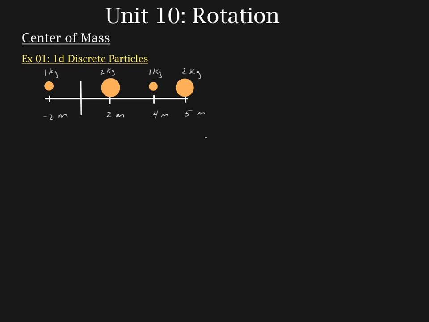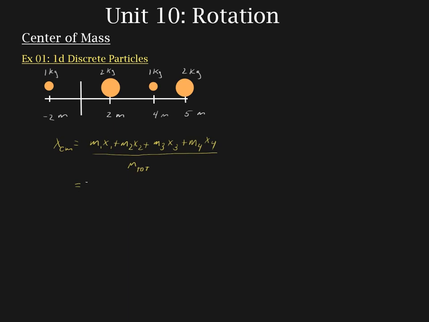Okay, so let's start by writing our equation for center of mass. We have xcm is equal to m1x1 plus m2x2 plus m3x3 plus m4x4 all over m total. And yeah, this is a longer problem than you're used to because we have 4 objects, but I want to make sure that you're really comfortable with center of mass.